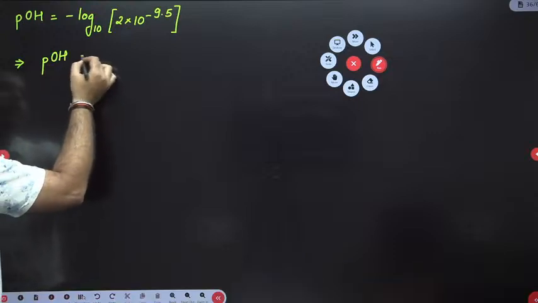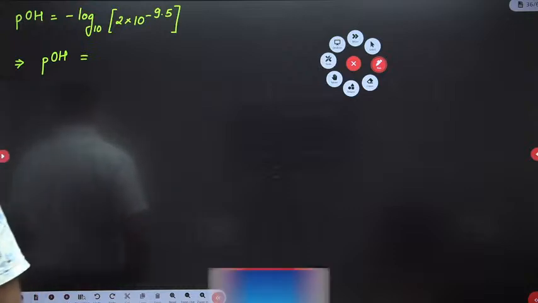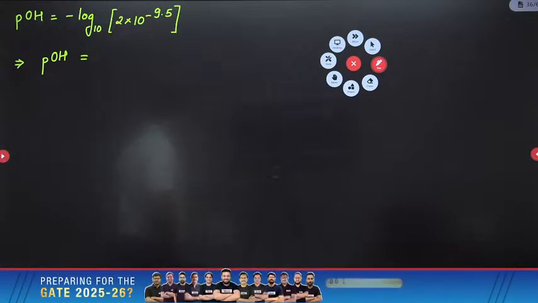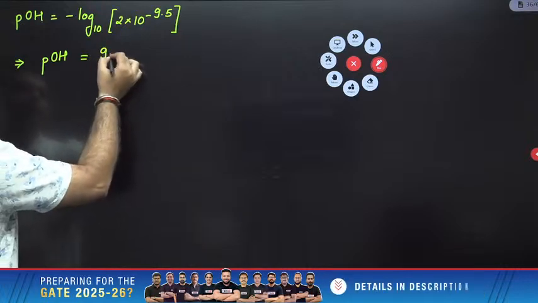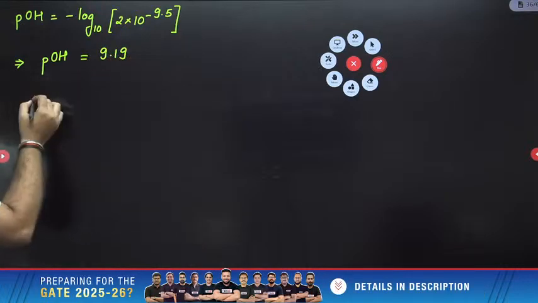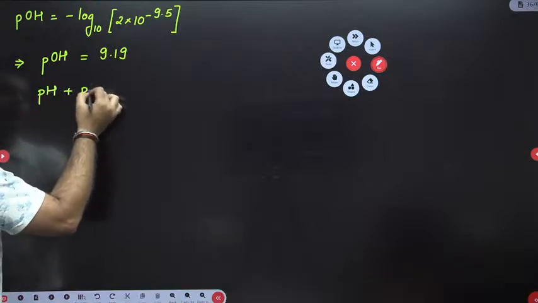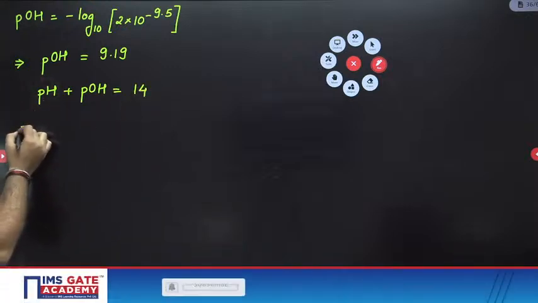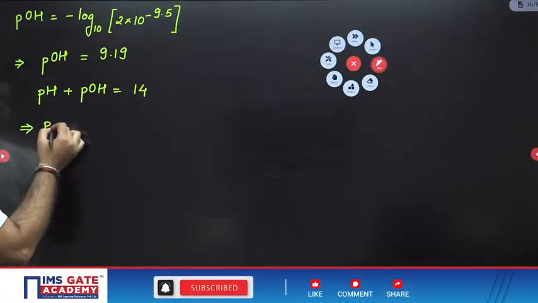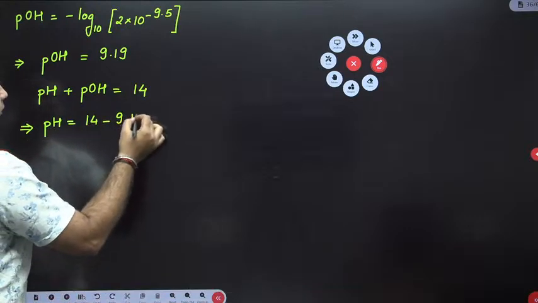So POH for industry B will be how much? Please check this out. POH for industry B is 9.19. Now calculate pH for industry B. So pH plus POH is equal to 14. So pH for industry B is equal to 14 minus 9.19.